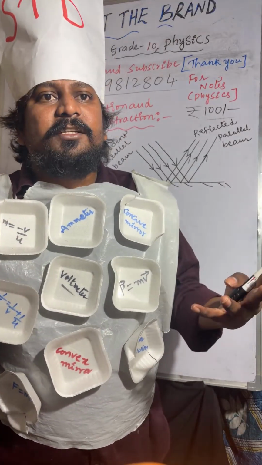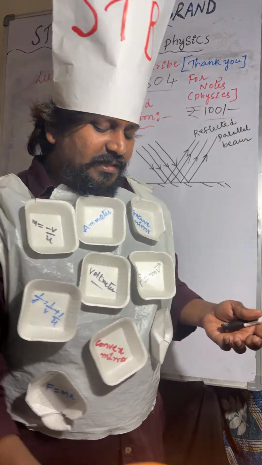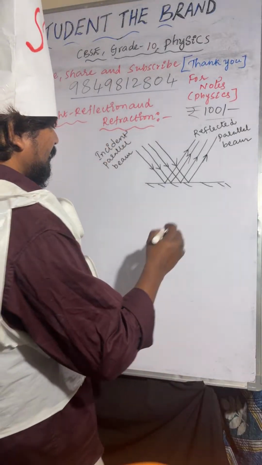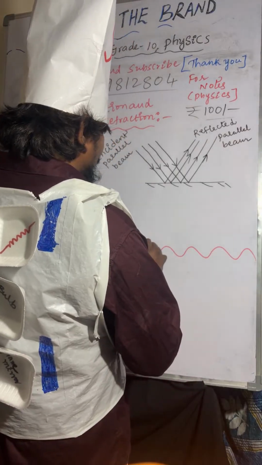Coming to irregular reflection, it takes place on a rough surface. So I'm taking here, like this is the surface.